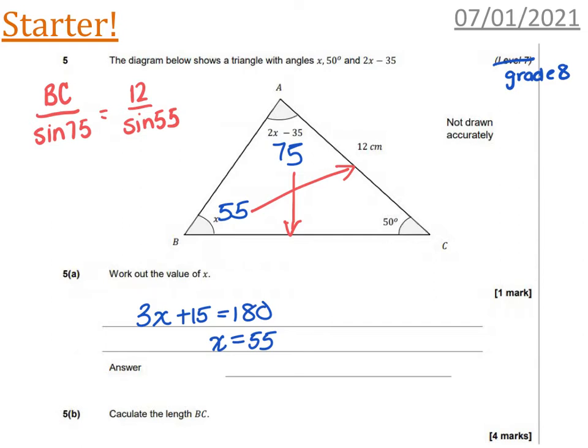12 divided by the sine of 55 times the sine of 75. And assuming I didn't do anything wrong on my calculator, I found out that BC is 14.15. So I'm going to call it 14.2. All right, there we go.